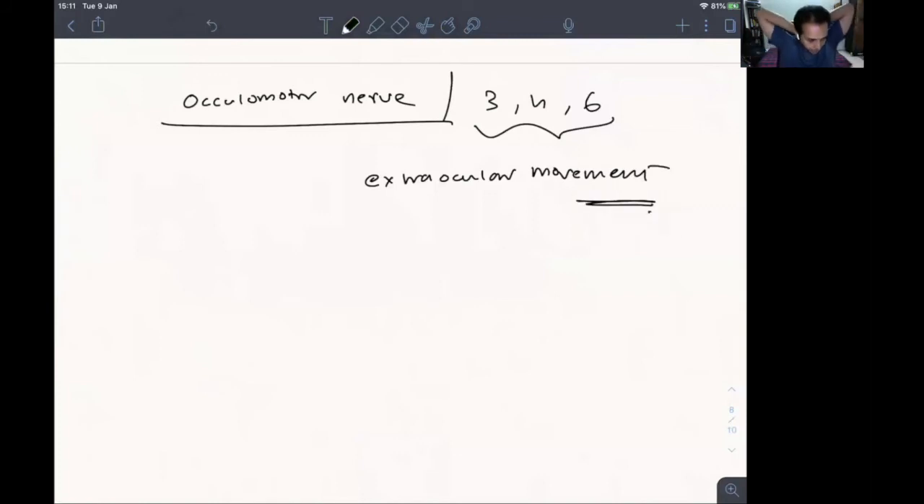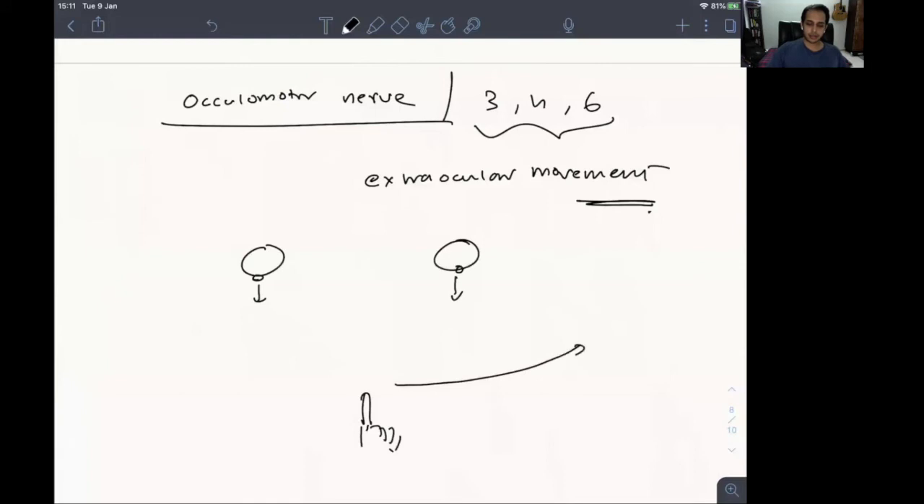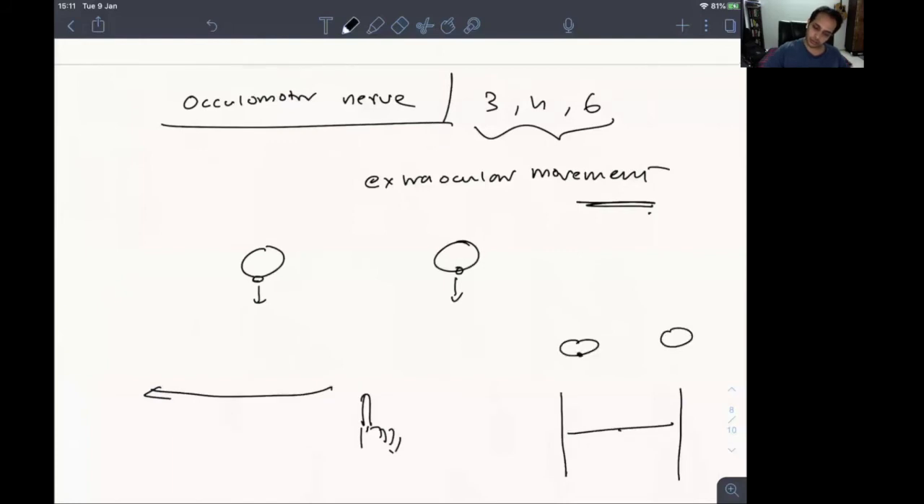Okay. Now, what are the extraocular movements that you will check? The first one that you check is pursuit. So what you do is, this is the eye and they're looking like this. You hold up one finger and you take the finger to all directions, in an H-shaped movement. So if this is the eye, then you take it in an H-shaped movement all across.